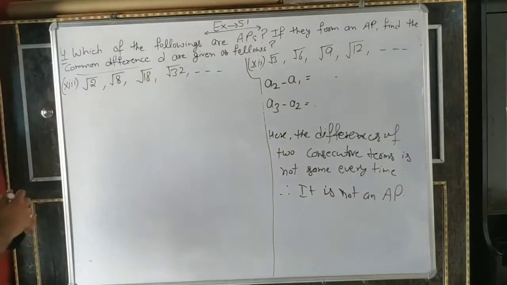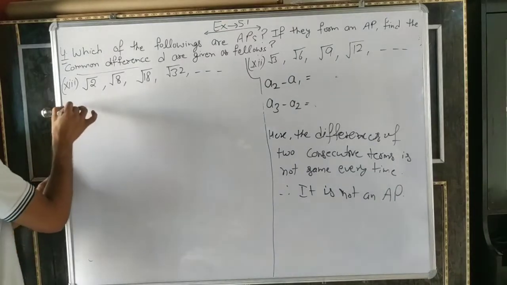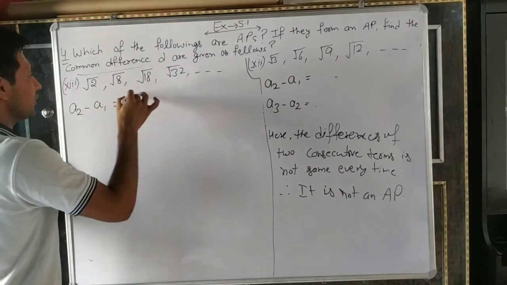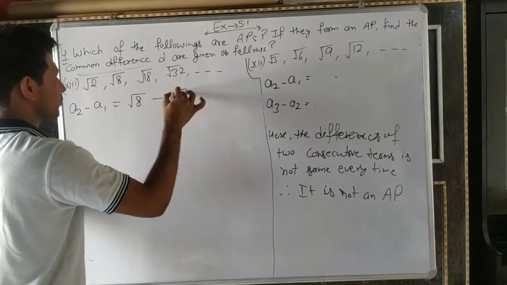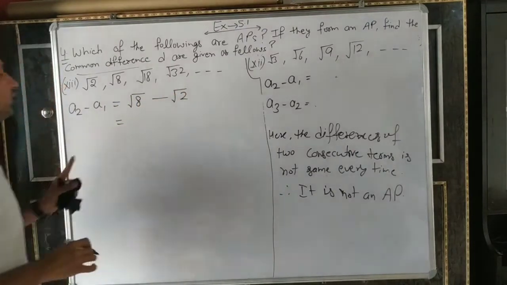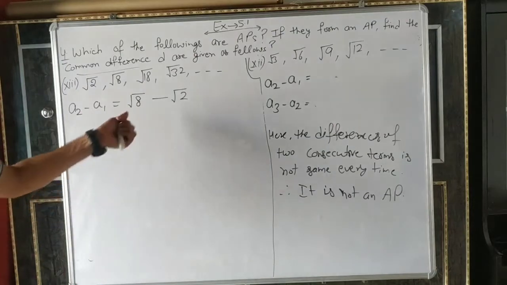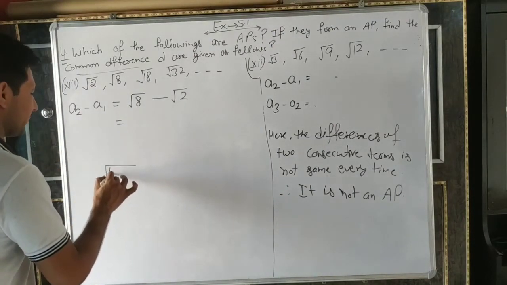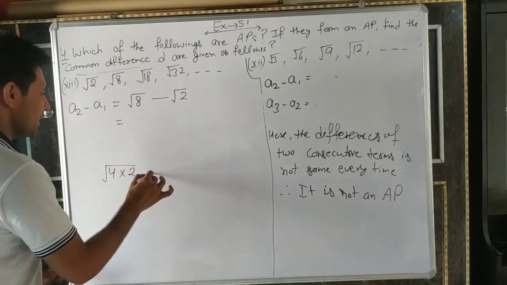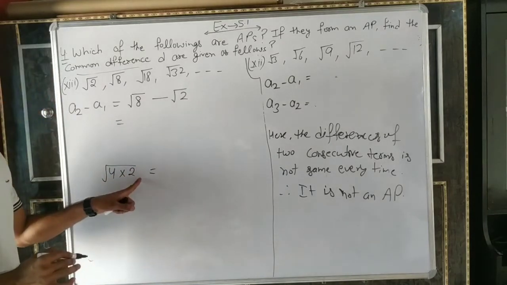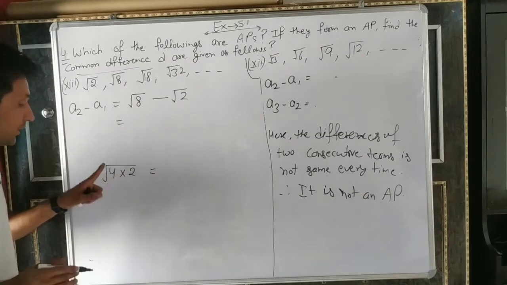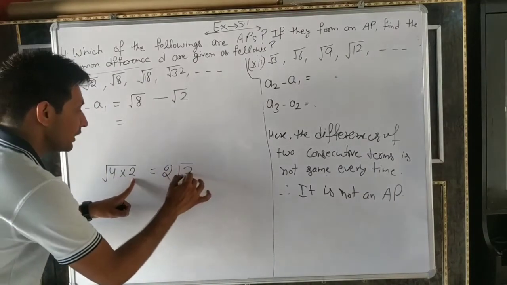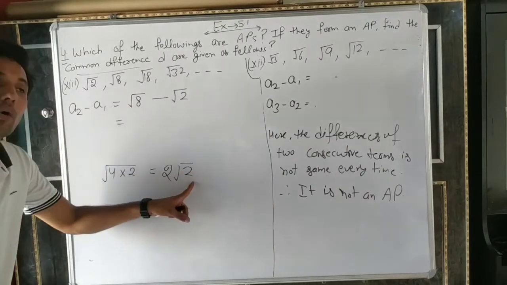So how will we check it here? Look, we will check A2 minus A1. A2 is root 8 minus root 2. Can you reduce the root 8? Yes. Root 8 means 4 into 2, so the square root of 4 times 2 is under the root. Understand it? 2 into root 2.